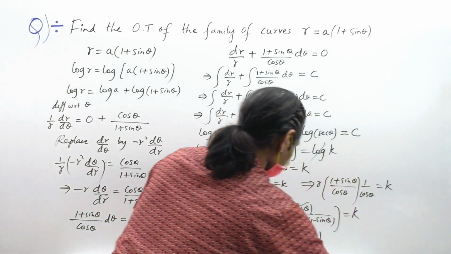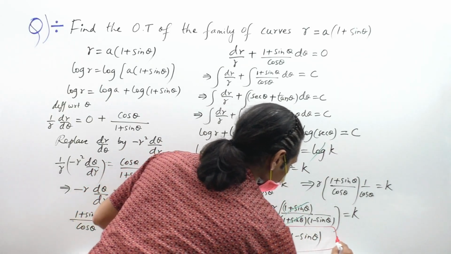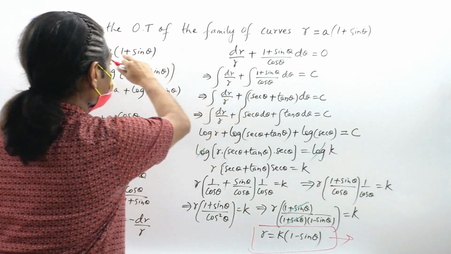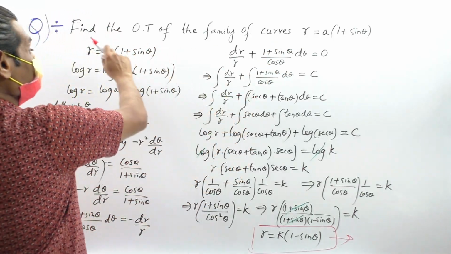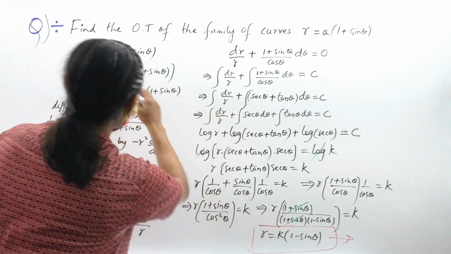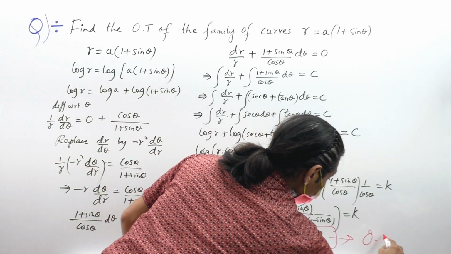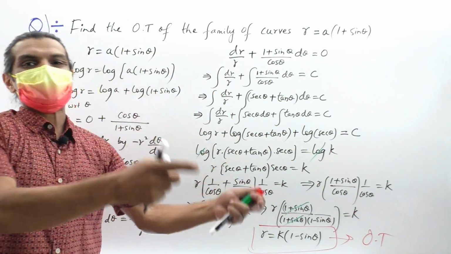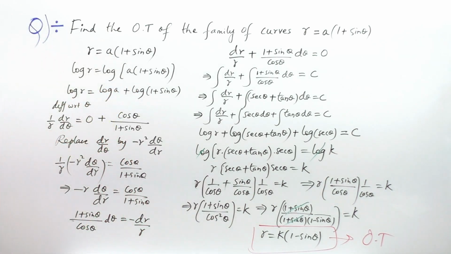See where we landed using trigonometrical expressions. The given question was to find the OT for the family of curves r is equal to a into 1 plus sin theta, and the OT for that curve we are getting as r is equal to K into 1 minus sin theta, where K is a constant. But it needs practice to become perfect.